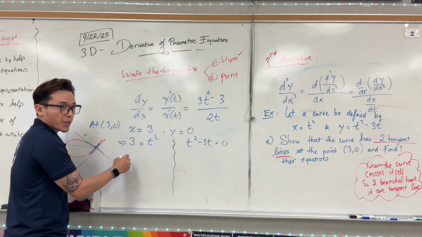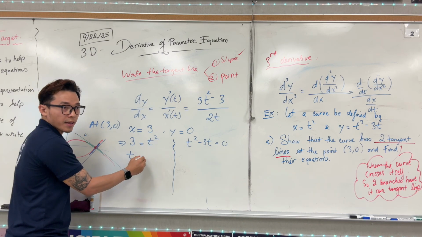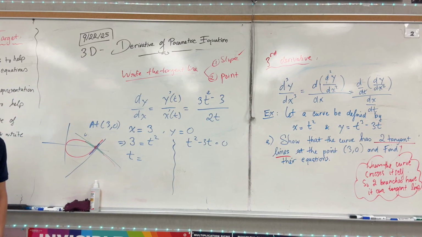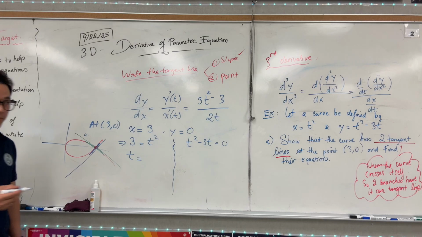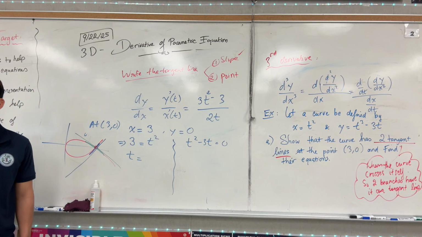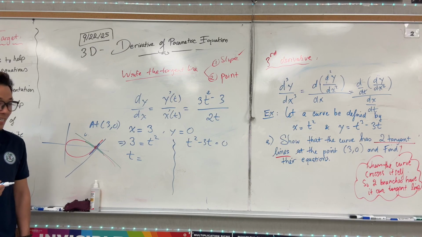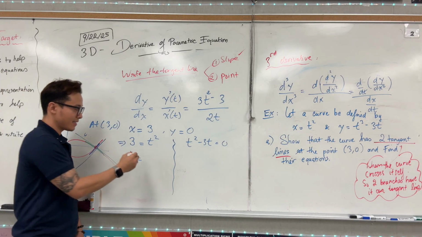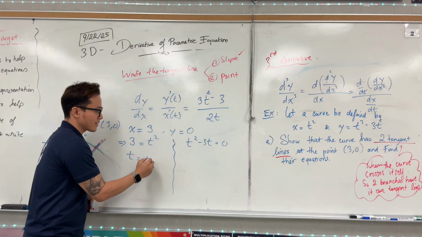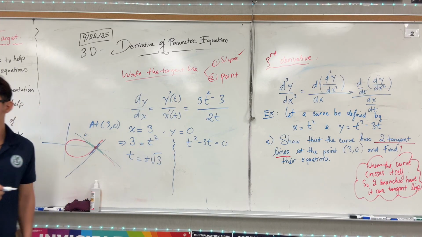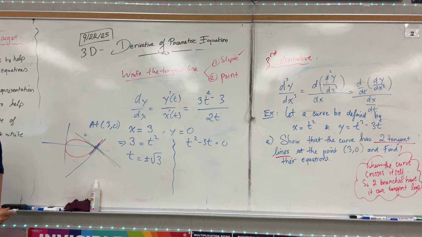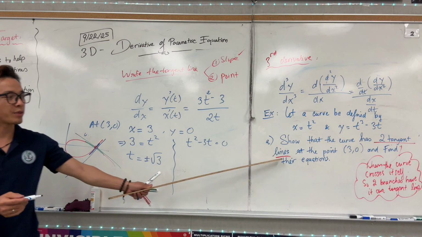t squared equal to 3. That means t equal to... Plus minus square root of 3. So t equals plus minus square root of 3. Very good. That's why you have two tangent lines, okay?